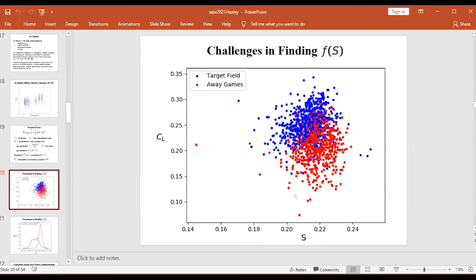And another thing we see is that if we consider the pitches separately for home and away, the home pitches at target field are in blue, we see that there's a significant park bias between the away games, and we get a bigger CL for the home games. And we can trace that to him getting a larger vertical movement on pitches at home, which leads to a larger value of the lift coefficient.